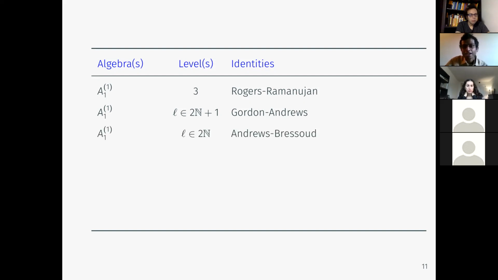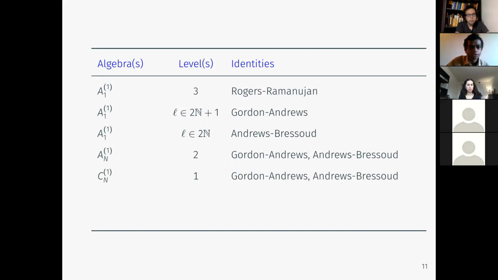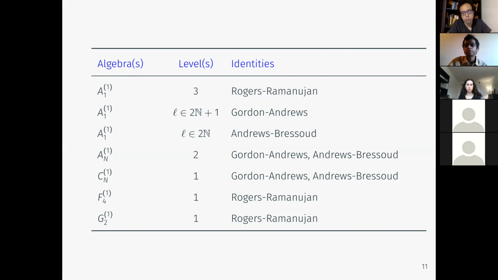And by rank-level duality, you end up getting the same identities at a lot of other algebras. For example, A_N^(1) at level 2, you get again Andrews-Bressoud and Andrews-Gordon, but then it depends on whether the rank is even or odd. Same happens with C_N^(1). So this is, I think, work of Mishra. F_4^(1), that's Marley Mandia. It's Rogers-Ramanujan again. G_2^(1), Rogers-Ramanujan again. So for a lot of low-lying cases, you see Rogers-Ramanujan, Andrews-Gordon, they come up.